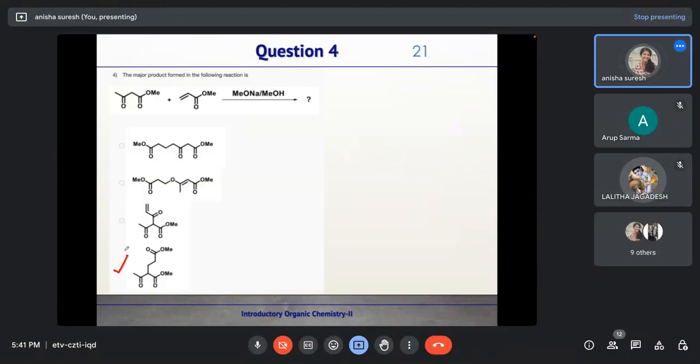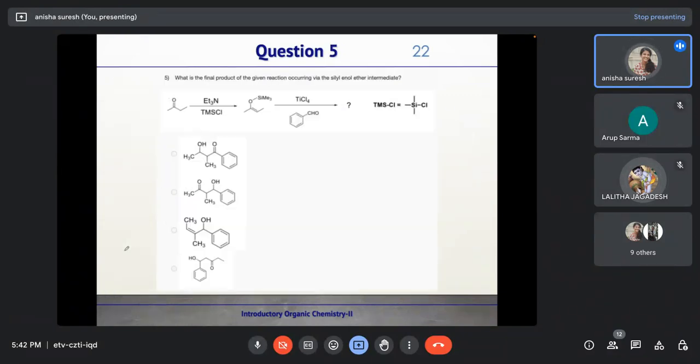So the right option will be option 4. Now coming to question number 5. I think this question was already discussed in one of the previous lectures. What is the final product of the given reaction occurring via the silyl enol ether intermediate?